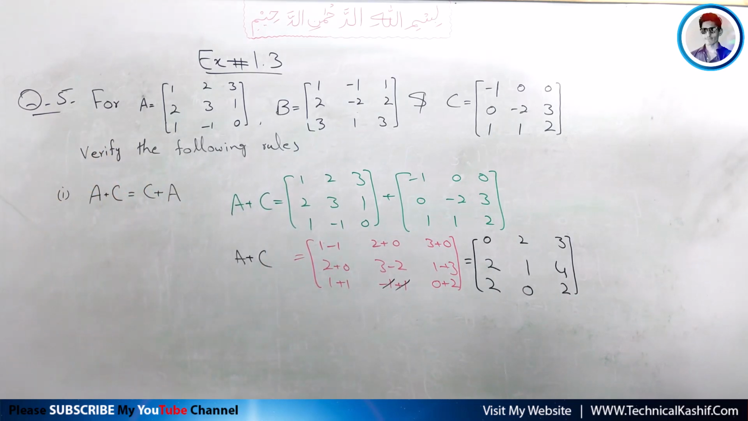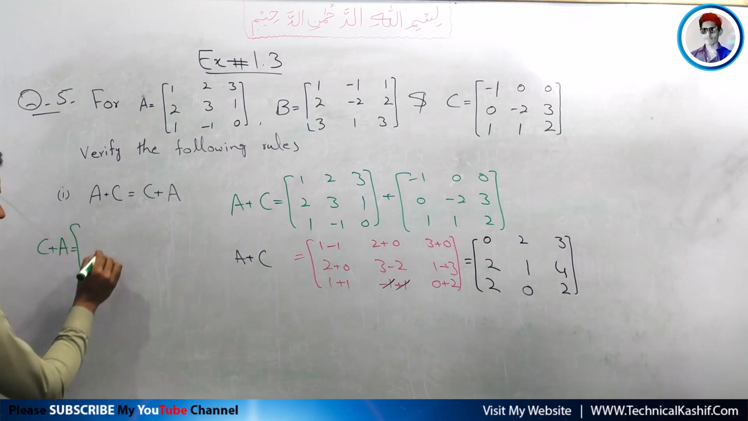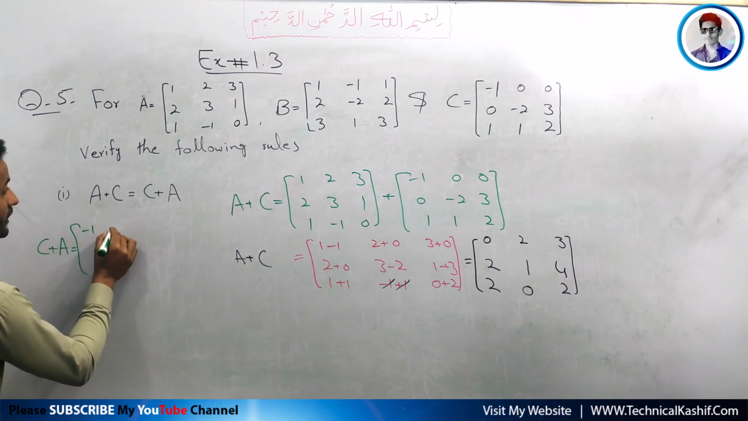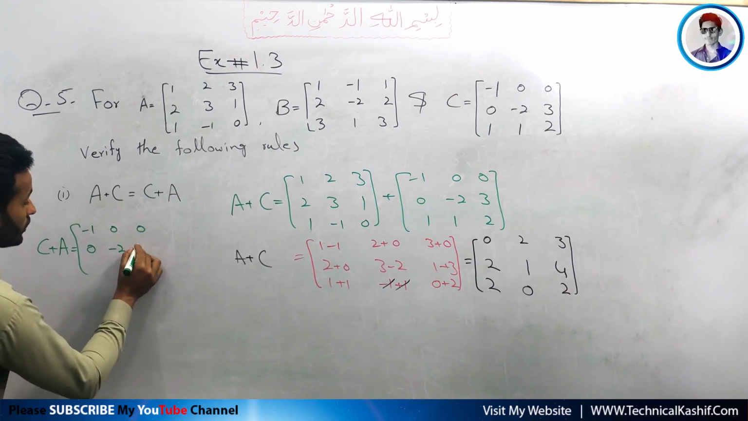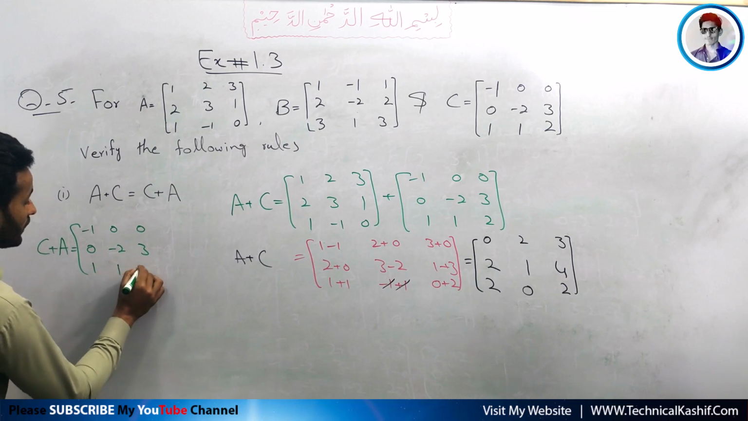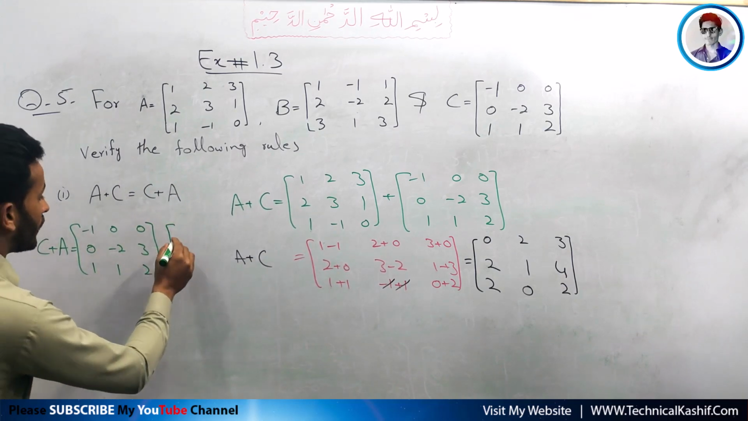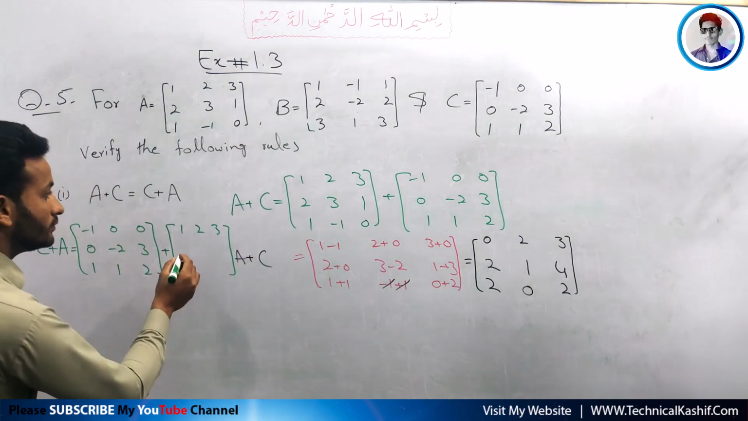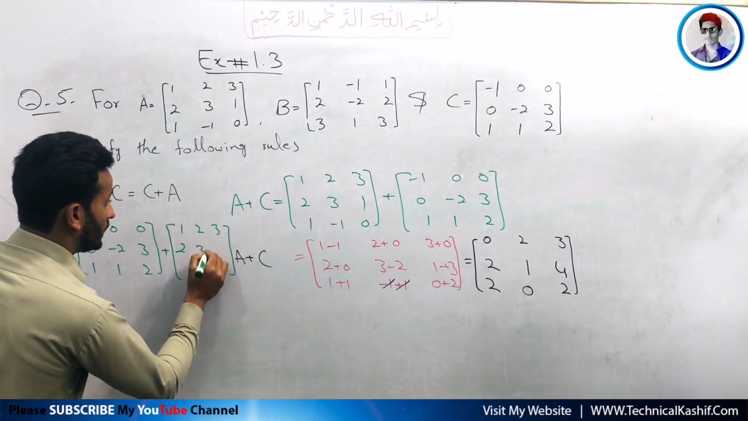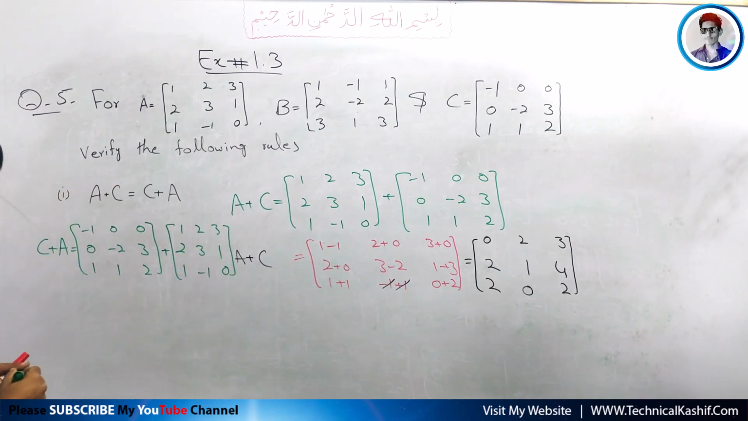Next we have to find C plus A. For the value of C plus A, we use the first matrix as C: minus 1, 0, 0, 0, minus 2, 3, 1, 1, 2, plus the value of A: 1, 2, 3, 2, 3, 1, 1, minus 1, 0.